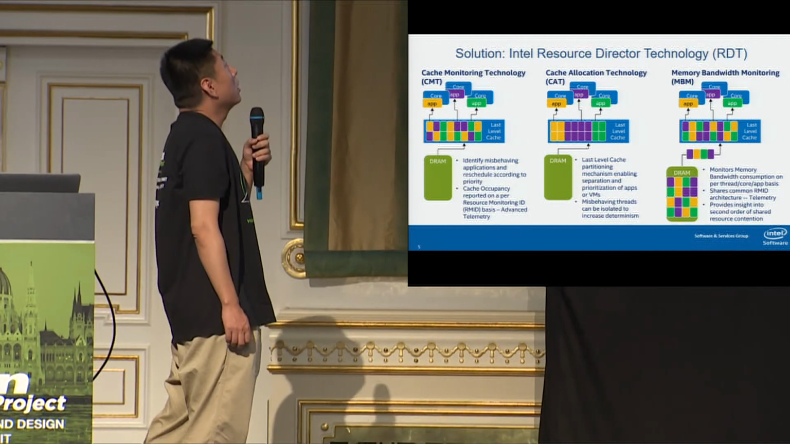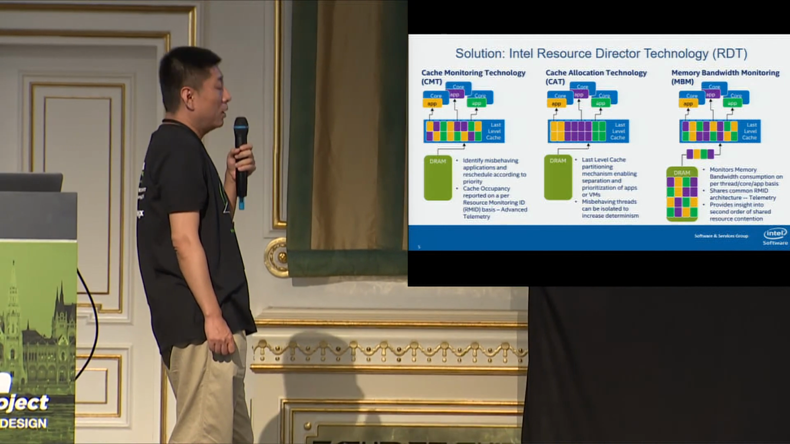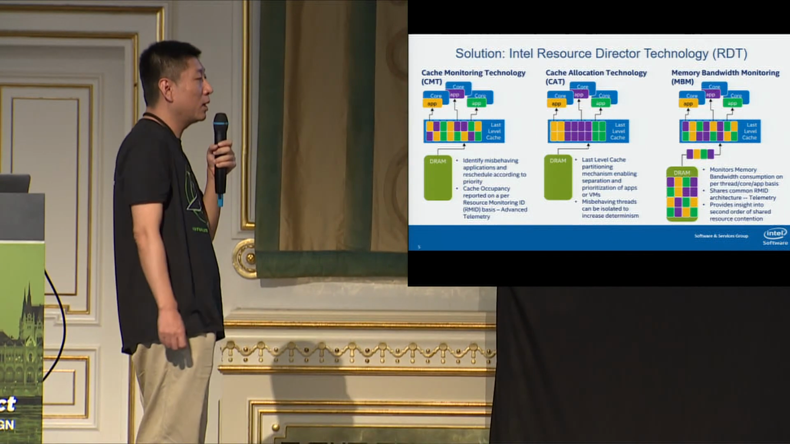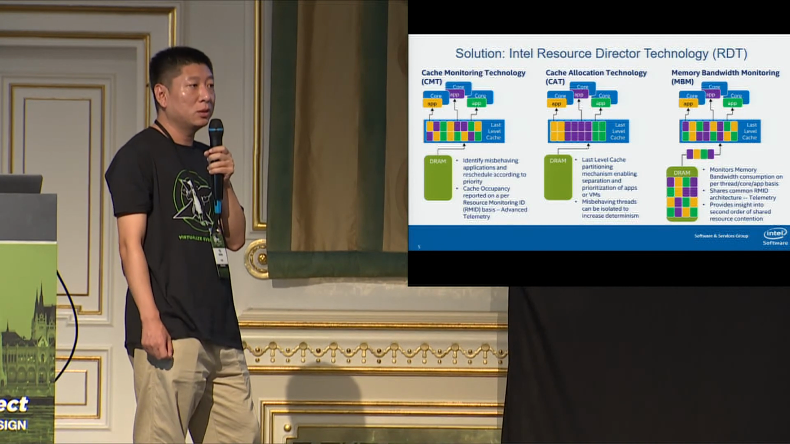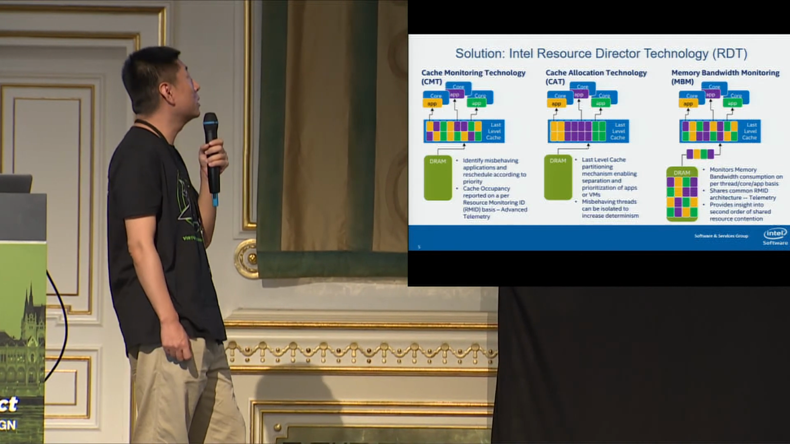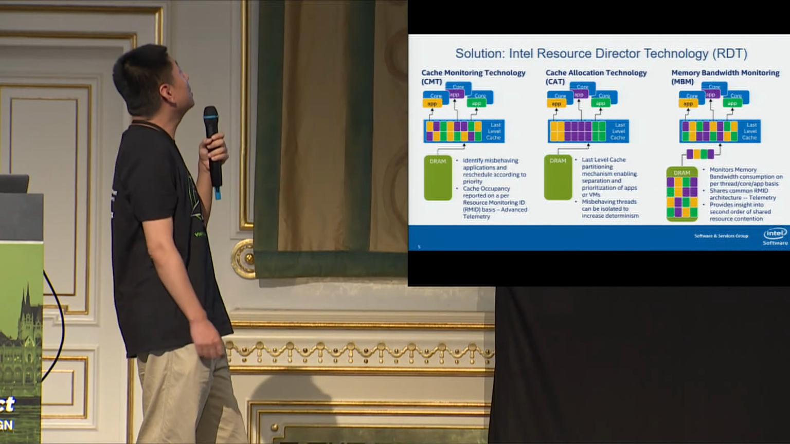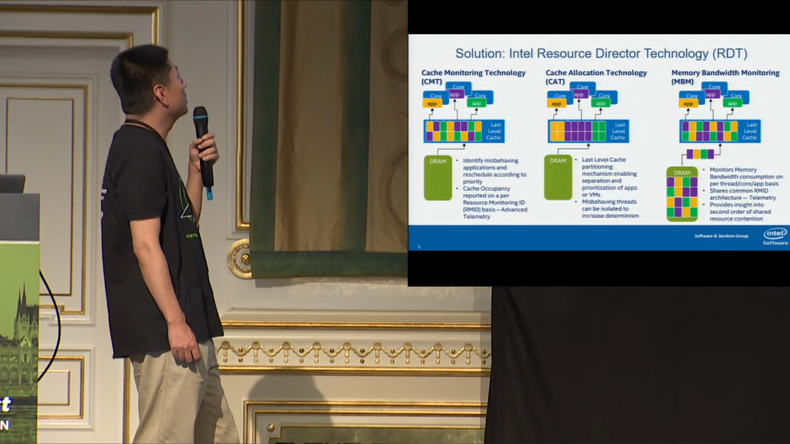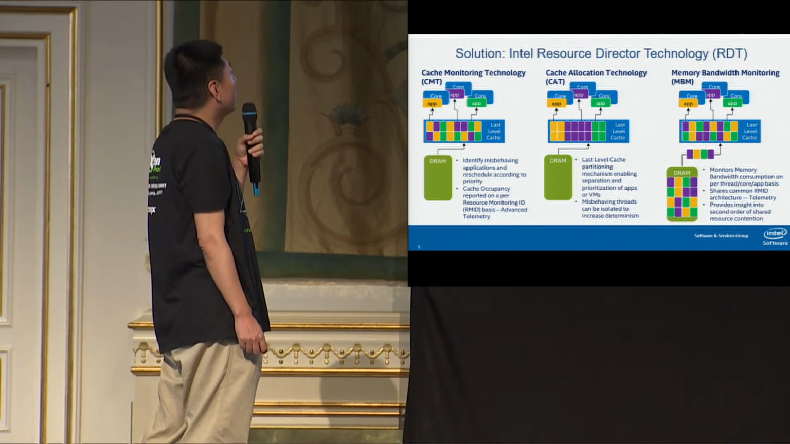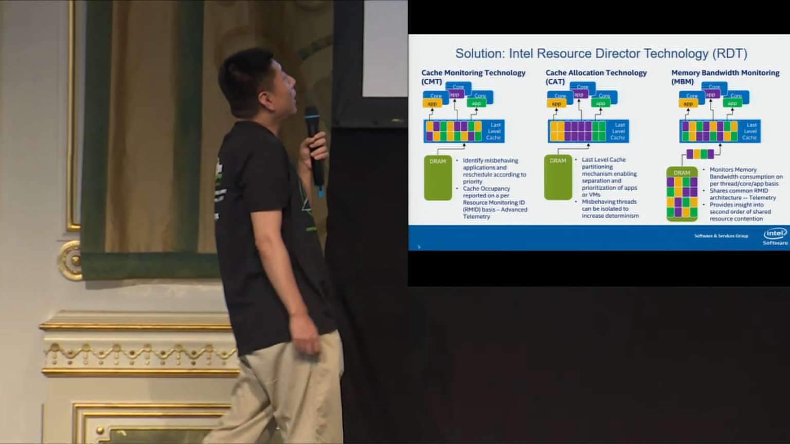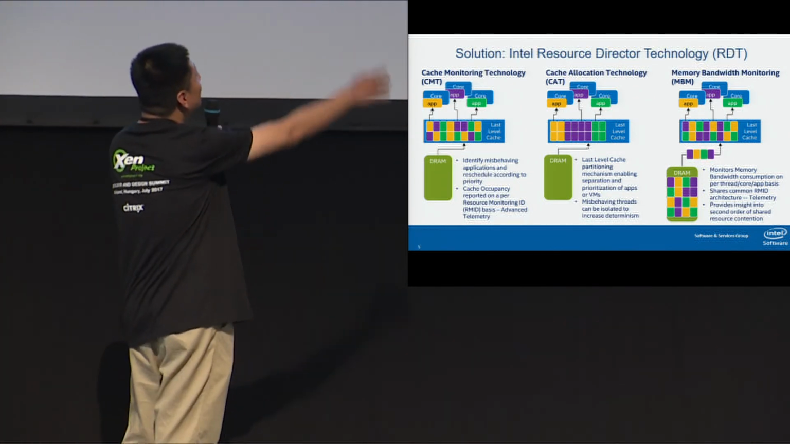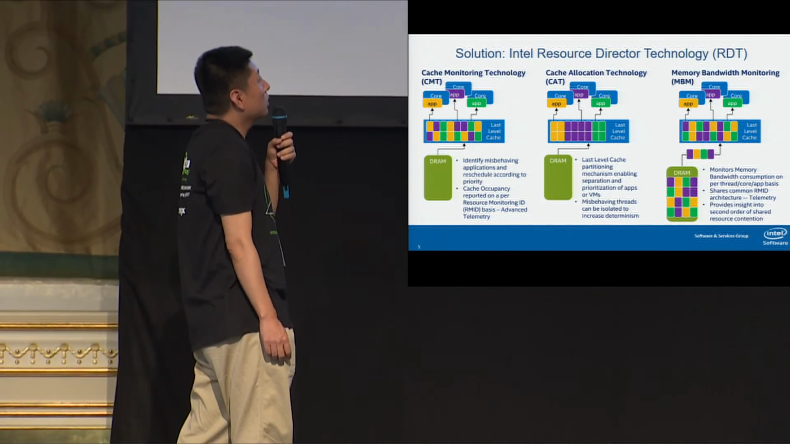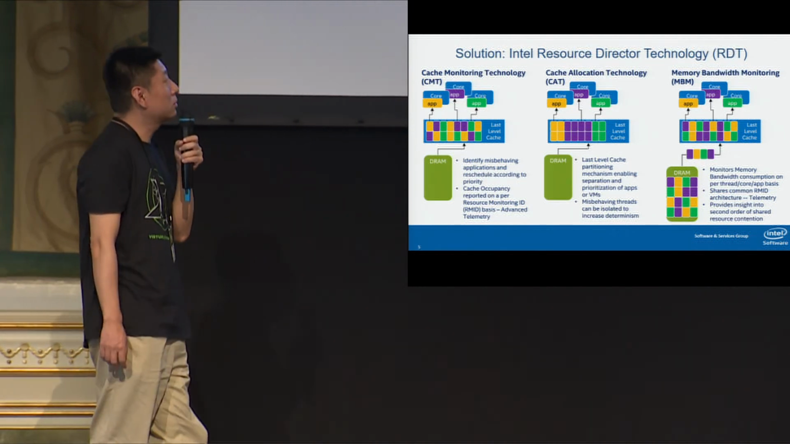Intel Resource Director Technology is a group of facilities which enables us to monitor and allocate shared resources like cache and memory bandwidth. We have CMT, which is cache monitoring technology. It can monitor the cache occupancy based on the resource monitoring ID. We also have MBM, memory bandwidth monitoring, which can monitor the memory bandwidth consumption of different usages.